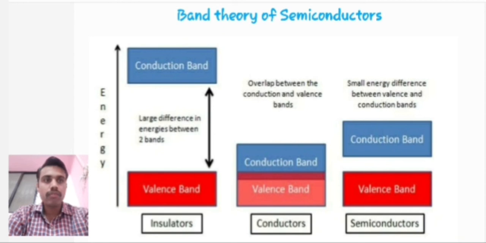And in the third diagram we can see a very small energy band gap between the valence band and conduction band, which is not as large as in an insulator and also not as small as in conductors. Such materials are called semiconductors. Energy band gaps in semiconductors are of the order of 1 electron volt, but in the case of an insulator it is of the order of 5 electron volt. So this is about band theory of semiconductors.